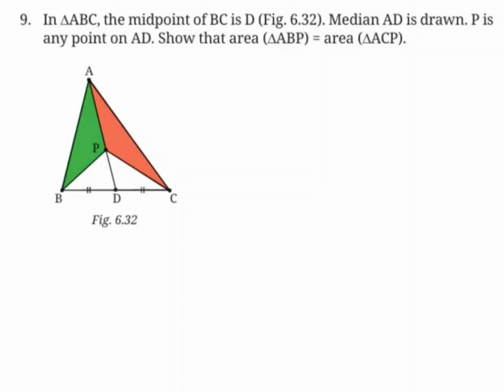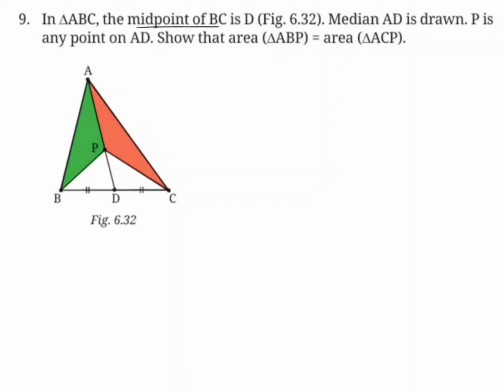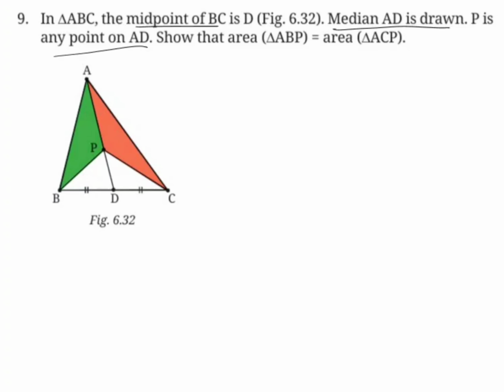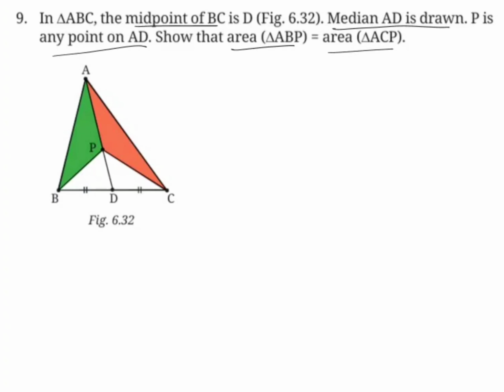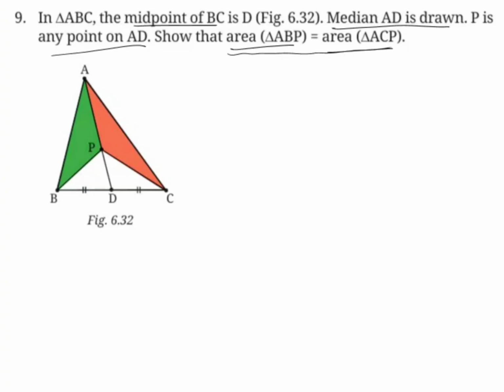Ninth problem. In triangle ABC, the midpoint of BC is D. Median AD is drawn. P is any point on AD. Show that area of triangle ABP and area of triangle ACP are equal. So we need to show these two triangles are equal. So let's start the solution.